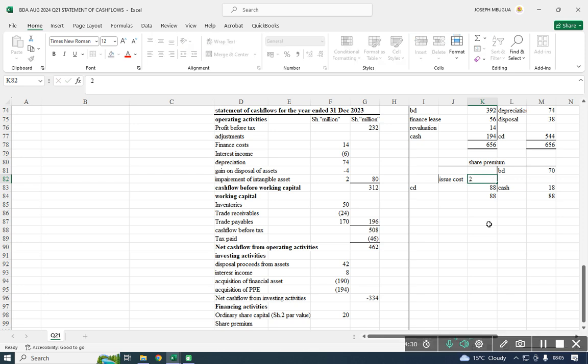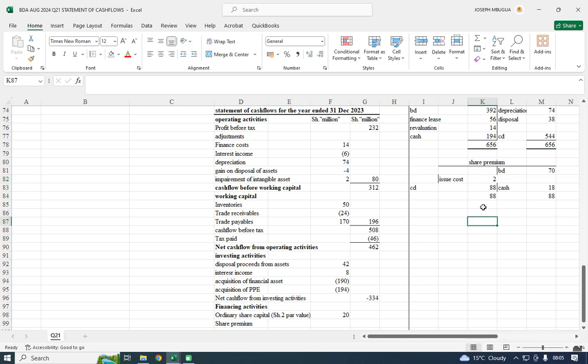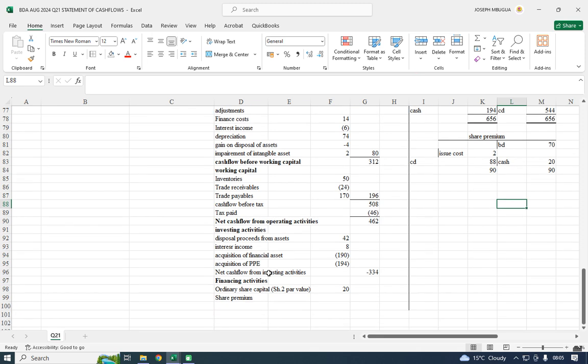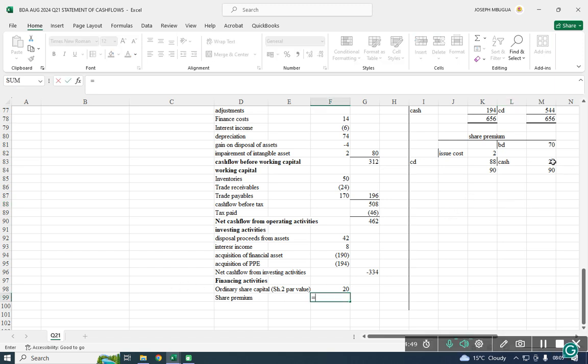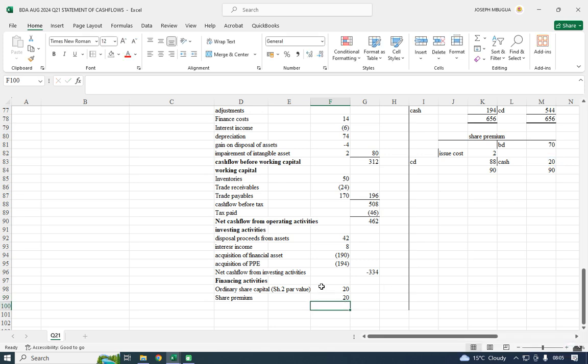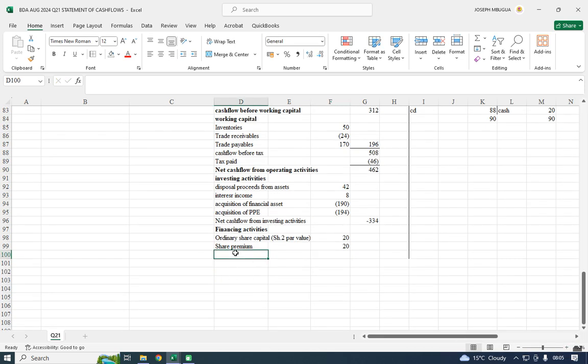I will have my issue cost on the debit, so that I'll find that the cash that you're supposed to receive was 20. Even on this share premium, we receive share premium of 20 first. Then from that we have issue cost.